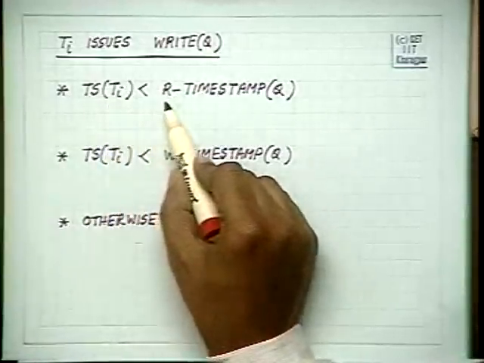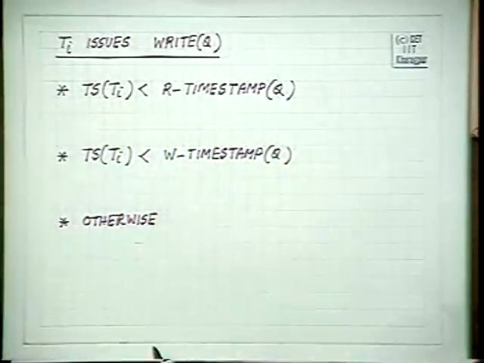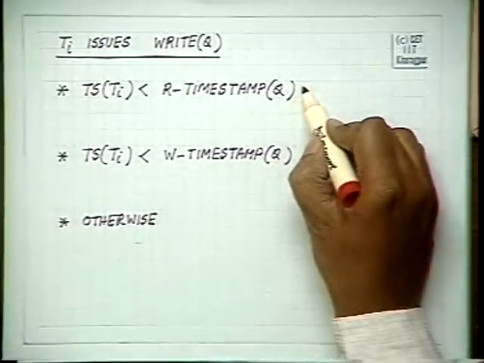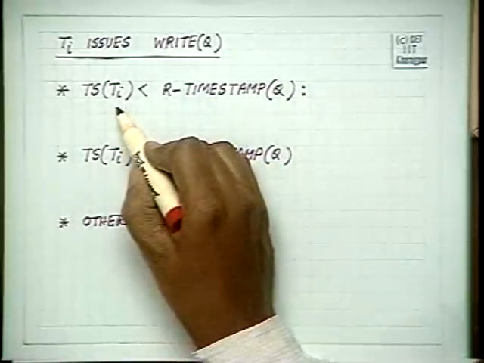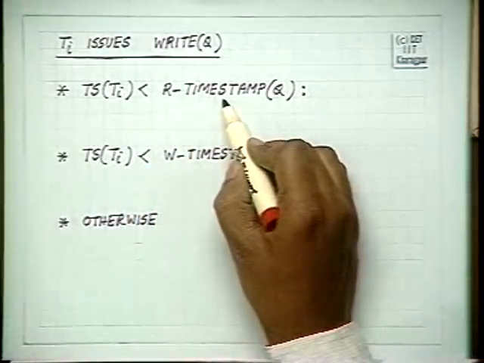We next come to the write. Here again we see several cases. First is if TS(TI) is less than R-timestamp(Q), then TI started after TJ, which has, suppose TJ has written Q.